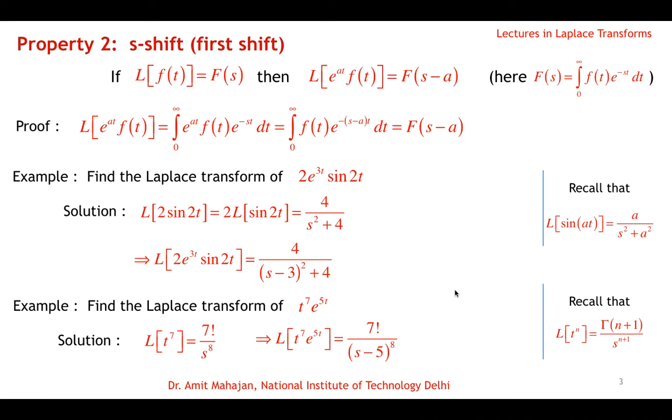So this was the second property, the s shift. Whenever there is an exponential multiplied to a function, if we know the Laplace of the function, then the Laplace of this product is s replaced with s minus a.